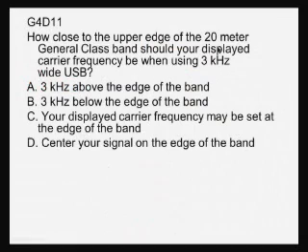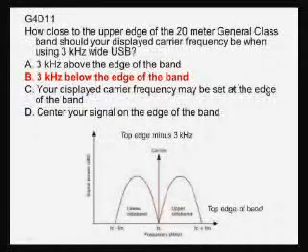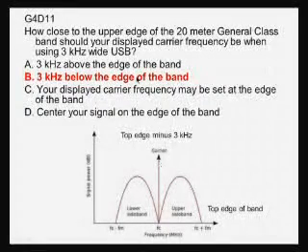How close to the upper edge of the 20-meter general class band should your displayed carrier frequency be when using 3 kilohertz wide upper sideband? Same principle, upper instead of lower. Here's the top edge of the band. You want to keep your carrier at least 3 kilohertz below the edge of the band.